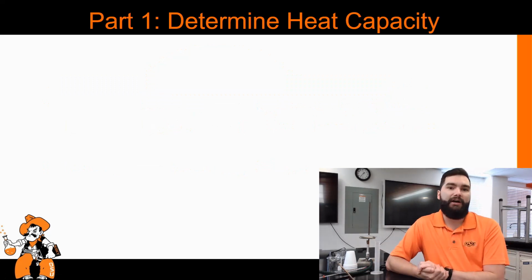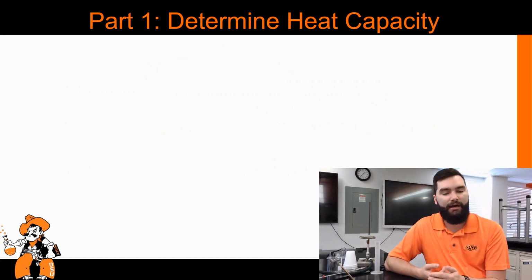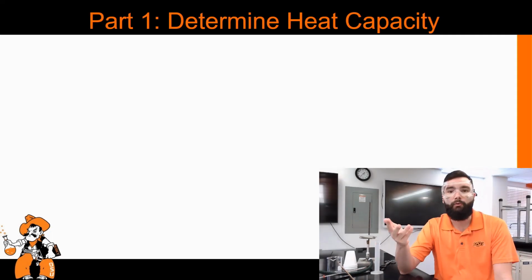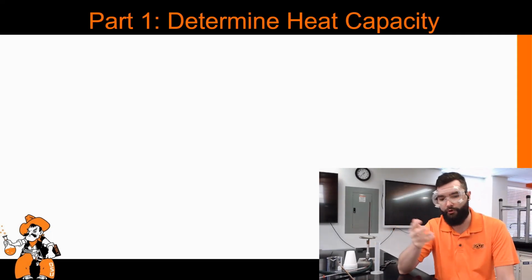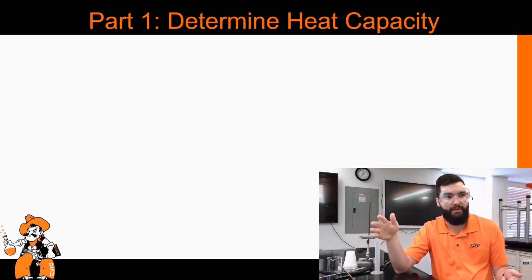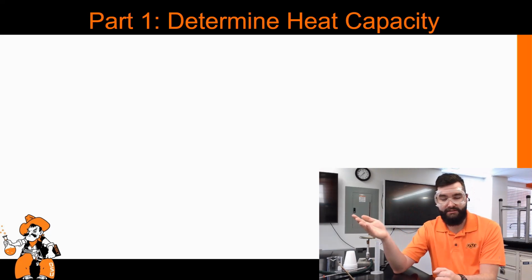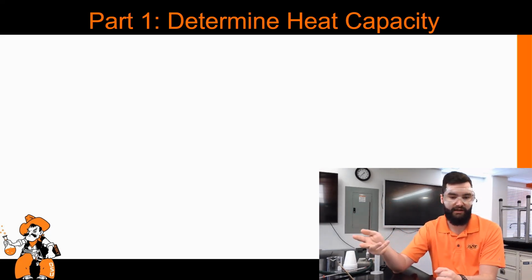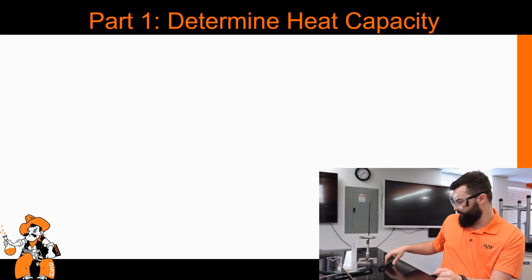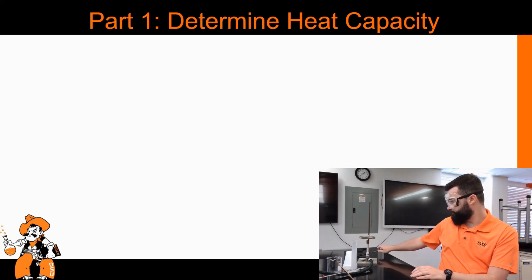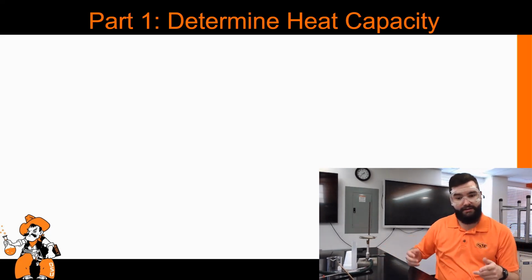All right, with that being said, I can actually move on and start the experiment. So part 1, we have to figure out the heat capacity of the calorimeter before we can do anything else with reacting acids and bases inside the calorimeter. We have to first determine the heat capacity of the calorimeter. We're going to do that by using hot and cold water, and I'll explain it as I go along.